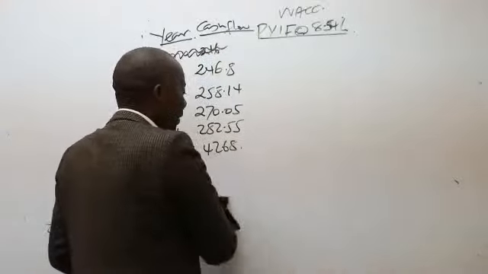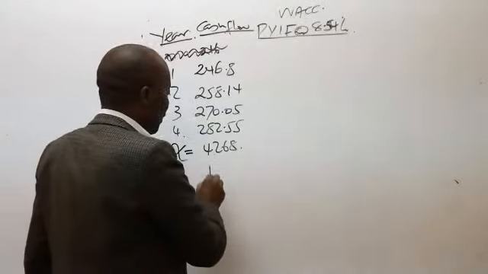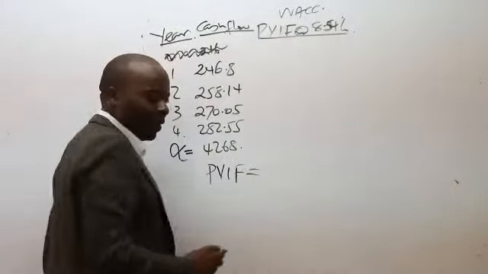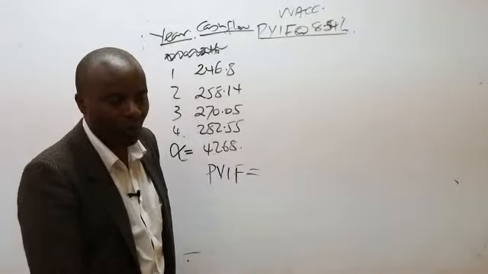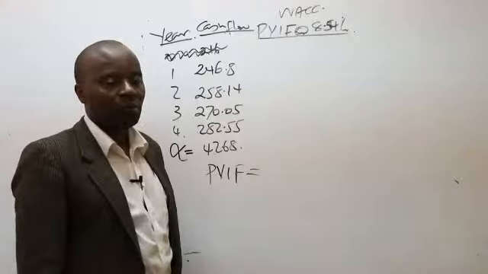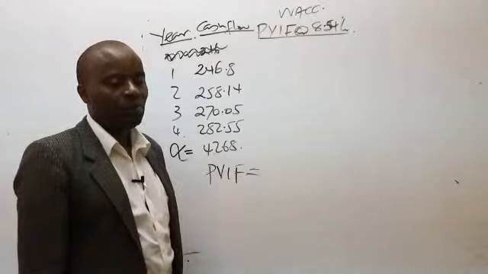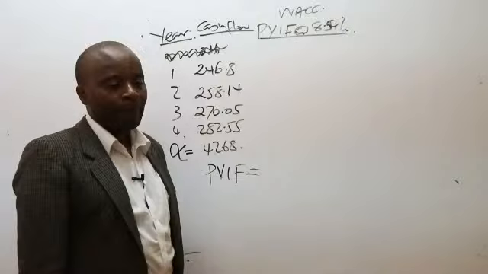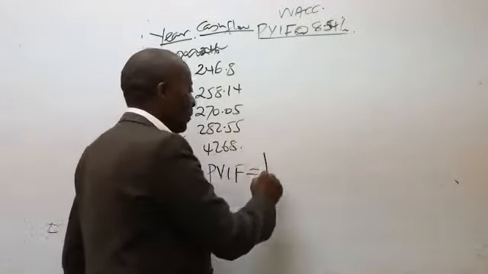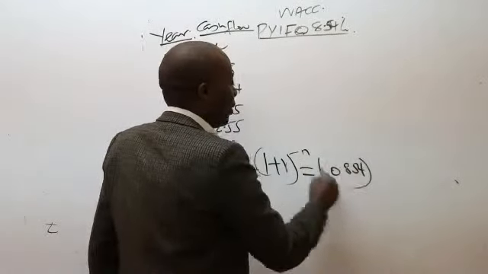How do you give us the PVIF and yet you have forgotten the formula? PVIF equals who? The formula is one plus r raised to negative n. So it will be 1.0854 raised to negative n.